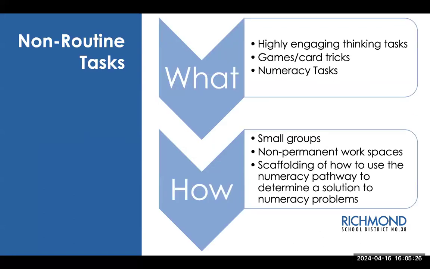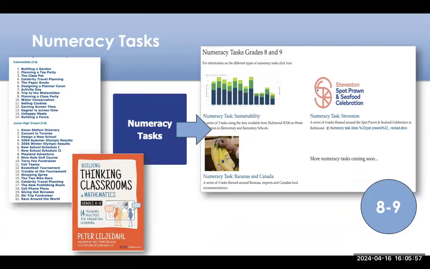And the last thing we'll talk about is a non-routine task. It's a highly engaging thinking task. It can be games or card tricks, or it can involve numeracy tasks. And so how do we facilitate it in our classrooms? Usually this is in small groups. We're using sometimes non-permanent workspaces, and we're scaffolding how to use the numeracy pathway to determine solutions to numeracy problems.